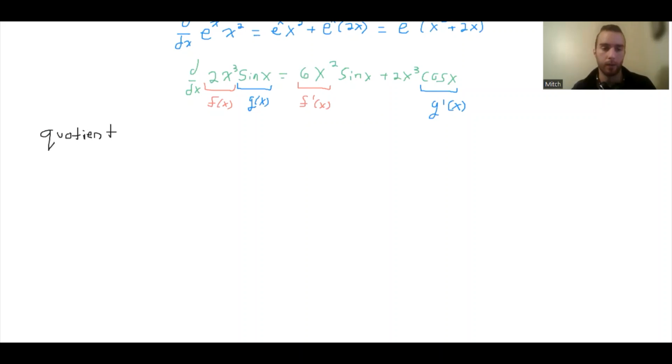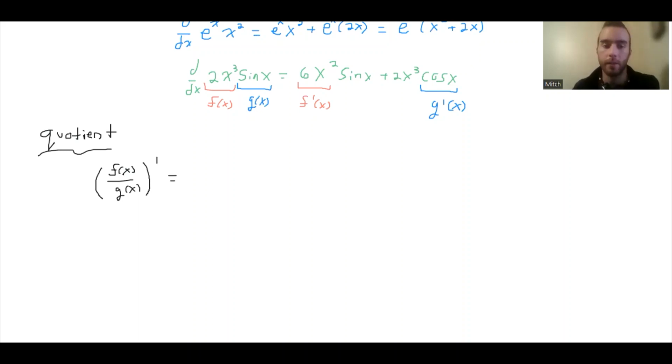The quotient rule is going to be looking somewhat similar. So that's when we have some function divided by another function. We want to take the derivative of that.